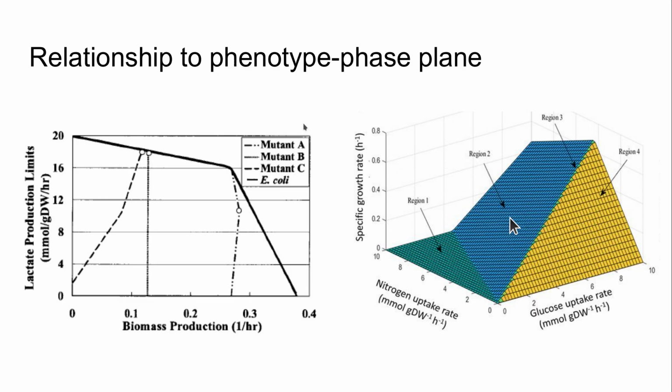On the right here we have a phenotype phase plane, and on the left we have a production envelope for just one variable. Essentially, on our production envelope on the left, we have two variables. This is two-dimensional. We have our lactate production, and then we have our biomass production. Now we could essentially introduce a third variable.